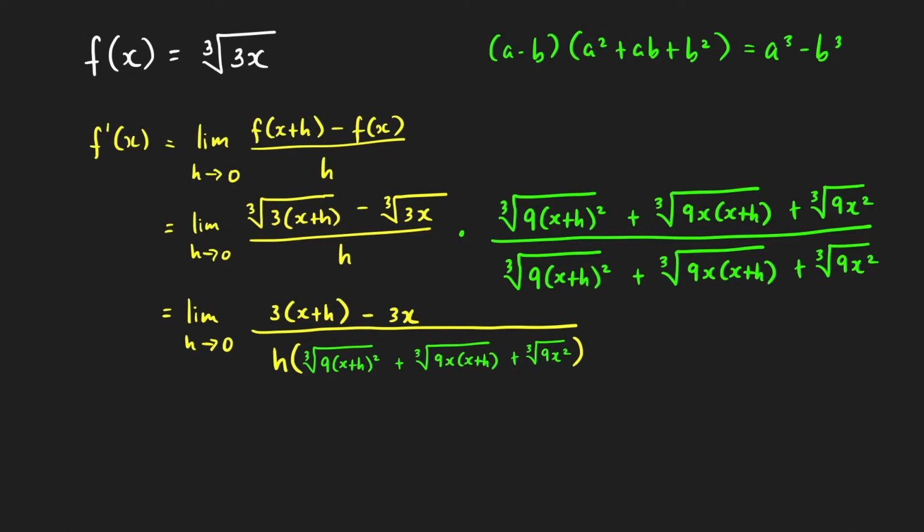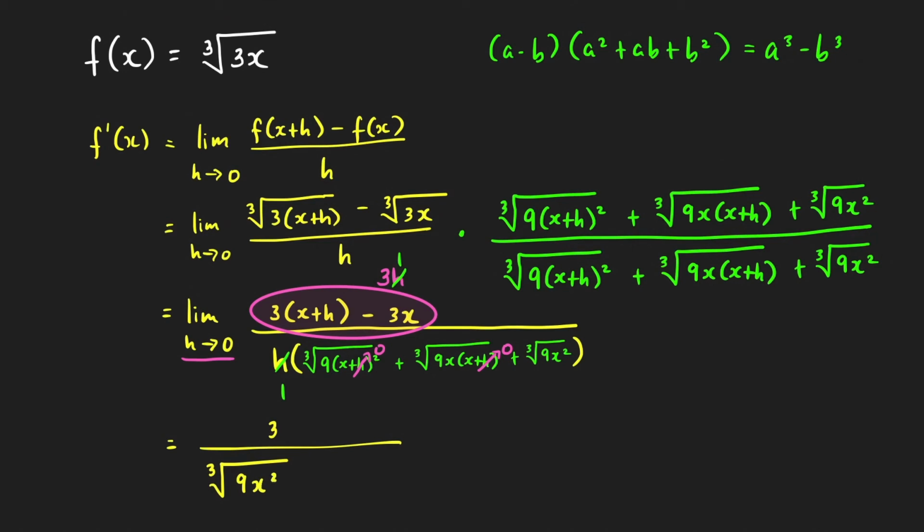And if you look at our numerator, we can simplify it to, in this case, 3x plus 3h minus 3x. We only get 3h. And there is a common factor h in the numerator and in the denominator, so we can cancel that one and replace them by 1. Now, as h approaches 0, this goes to 0 and this goes to 0.